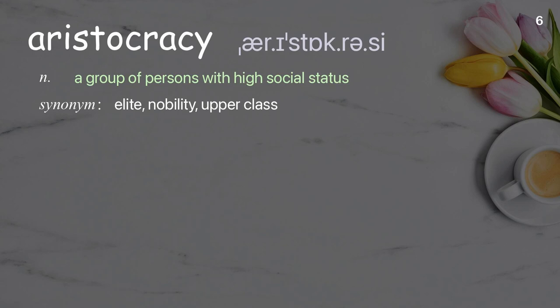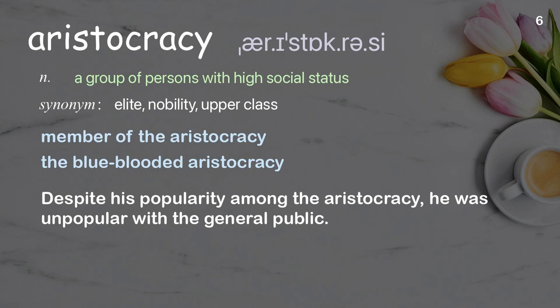Aristocracy. A group of persons with high social status. Examples. Member of the aristocracy. The blue-blooded aristocracy. Despite his popularity among the aristocracy, he was unpopular with the general public.